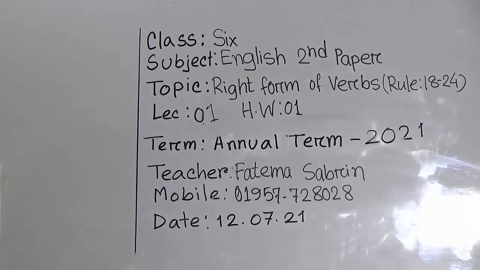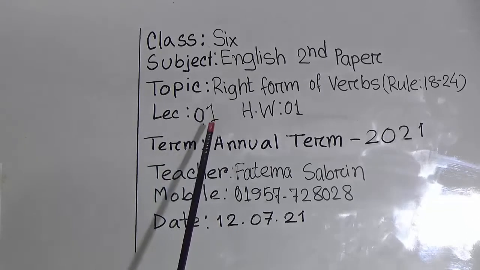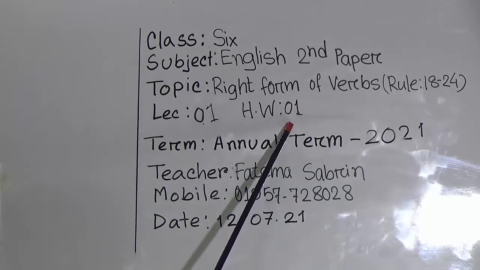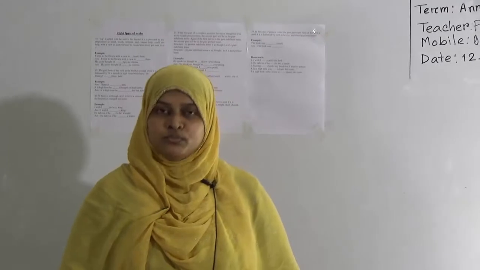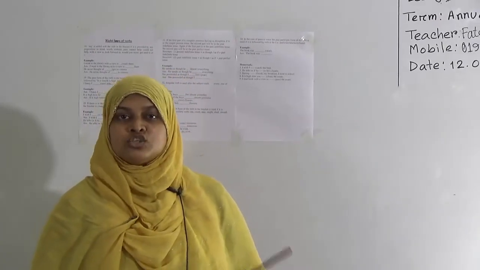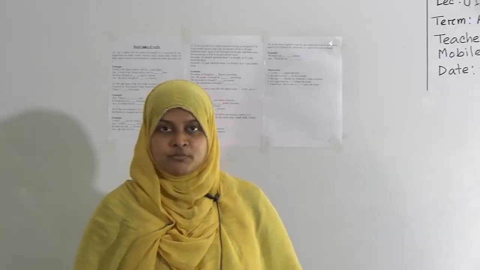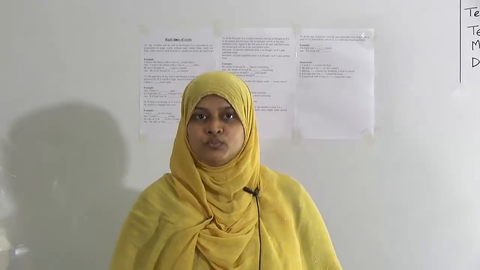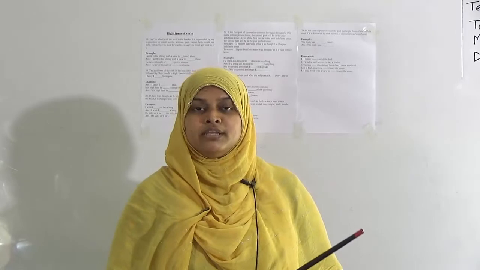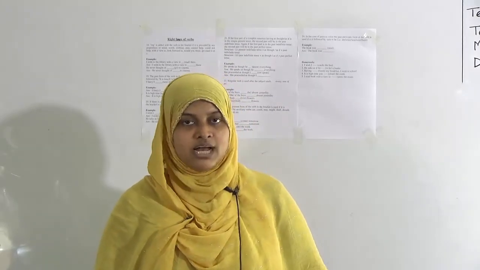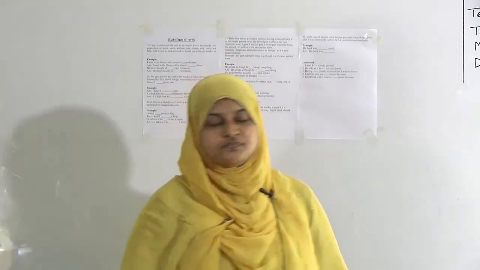Students, I am repeating, our today's lecture is the first homework. So please take your grammar book, notebook and writing elements. Students, in the half-yearly examination, we prepared right form of verbs rule 1 to 17, and in the annual examination we will solve 18 onwards. So let's start.